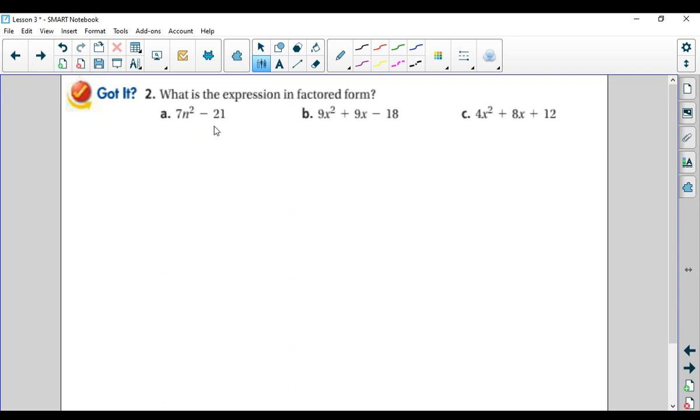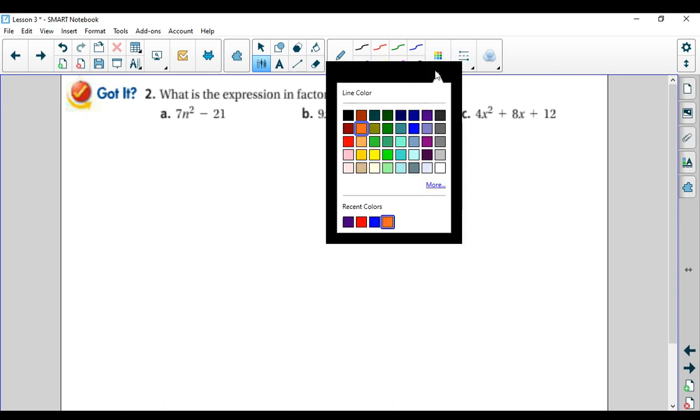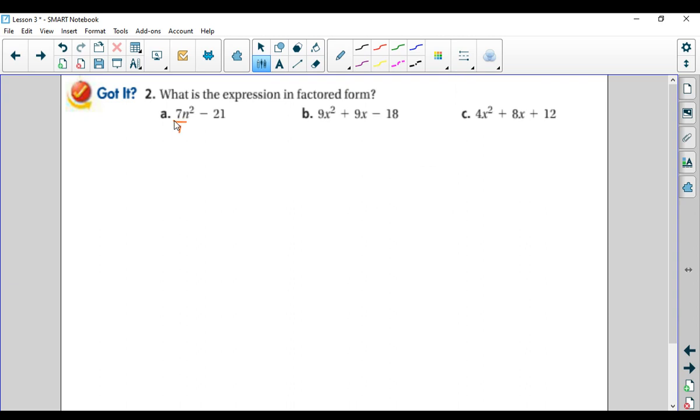Okay, looking at this first one. The GCF of 7 and 21 is 7. So we're going to pull out a 7. You write it on the outside. That leaves me n squared minus 3.